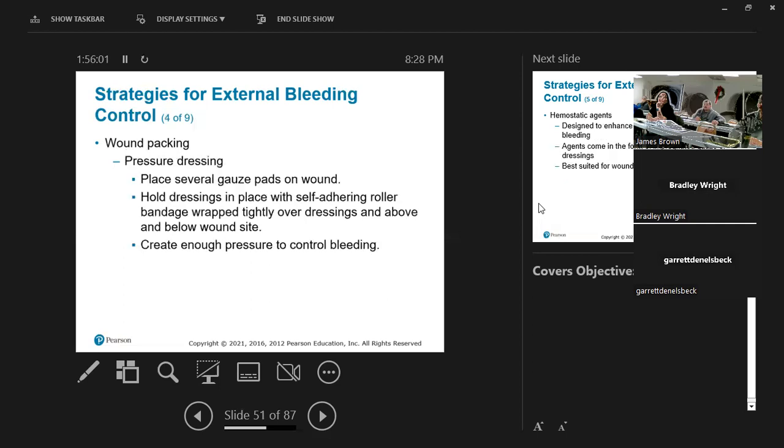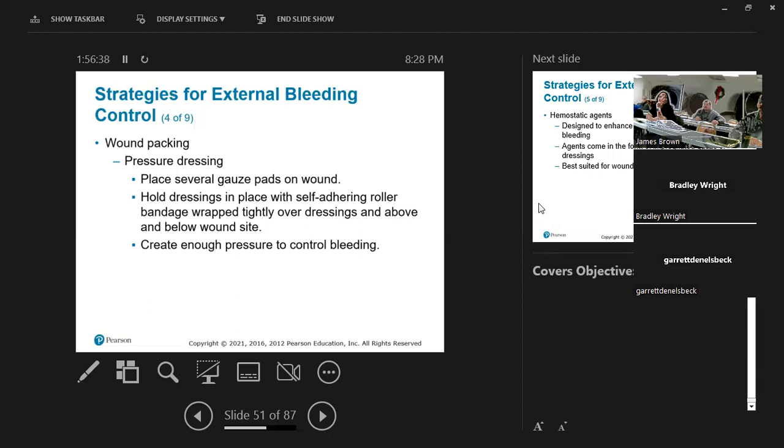So pressure dressings: place several gauze pads on the wound and hold the dressings in place with a self-adhering roller bandage. This would be like your Israeli bandages. You'll commonly see those in trauma kits. Basically, it's a method to provide pressure to the wound, so that you can apply direct pressure without having someone hold it for you. The big thing is you want to create enough pressure to control the bleeding.